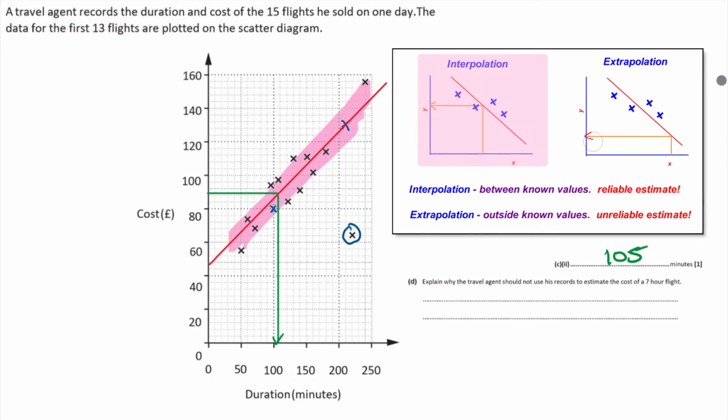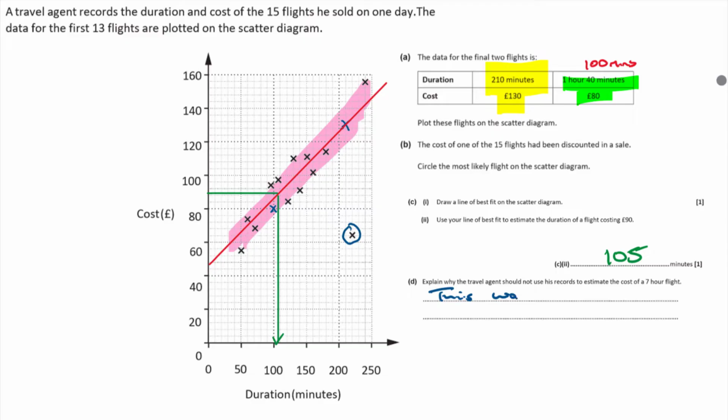It's called interpolation. Now, when you're trying to look up beyond the edge of this line, which a 7-hour flight would be, what's that, 350 minutes? That's beyond our last point. We call that extrapolation, and it's not that reliable, or we have no evidence to say that it's going to be following the same pattern. So this would be extrapolation, and is unreliable.